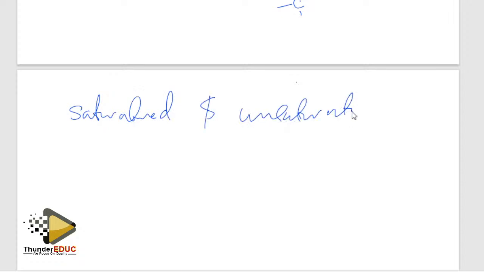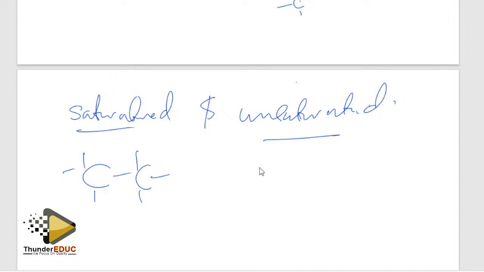Then, saturated and unsaturated compounds. So, how do I differentiate the two? Saturated compounds are compounds which have single bond throughout between the carbon atoms. Guys, make sure that you know this.